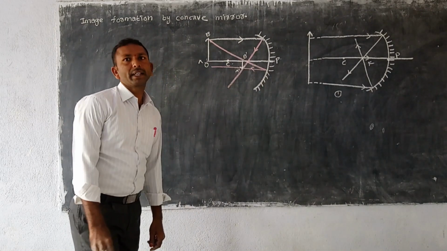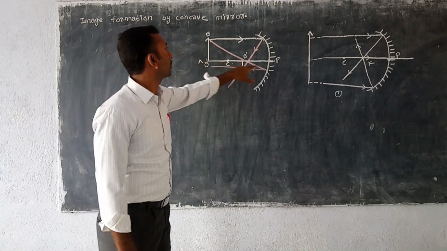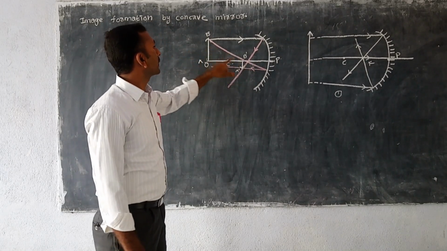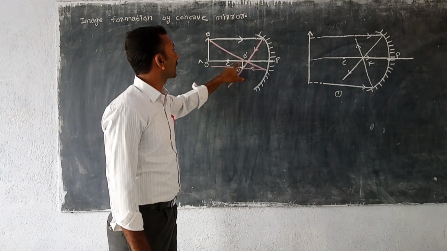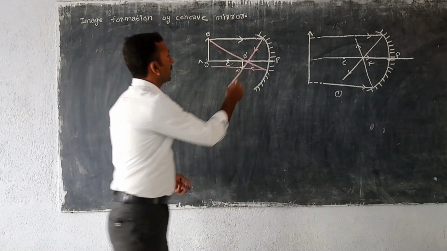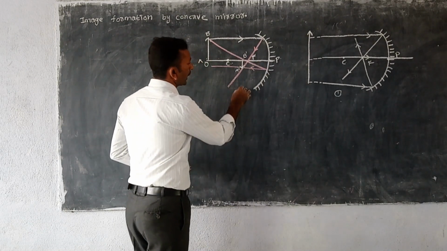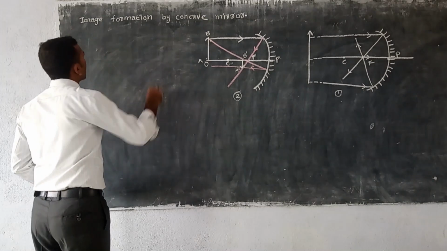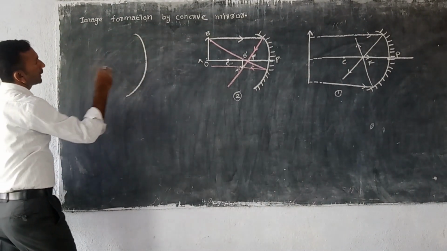So if you keep any object at some point on the principal axis, the image of the object will form between the center of curvature and the focal point. This one is the focal point. This is figure 2.